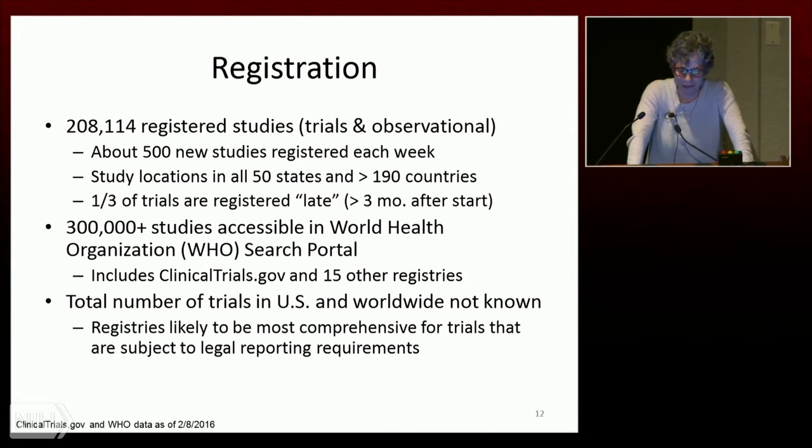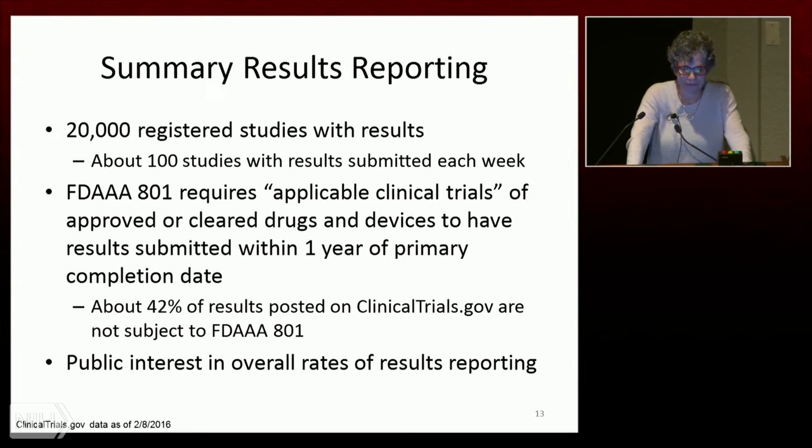Overall, the WHO runs a search portal for several clinical trial registries that has about 300,000 studies in it. And the total actual number of trials in the US and worldwide is not known, because there are still a number of trials that are not registered anywhere. For summary results reporting, ClinicalTrials.gov now has the results for over 20,000 registered studies. And there's a law that requires reporting of results, and I'll get into that in a minute.